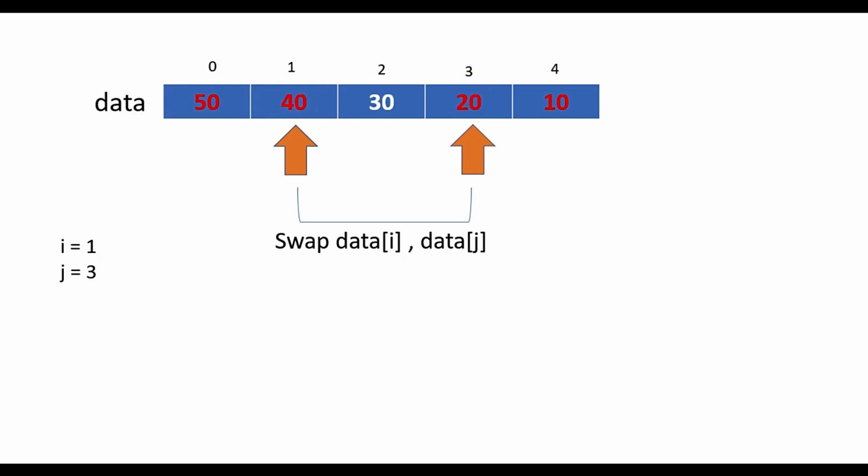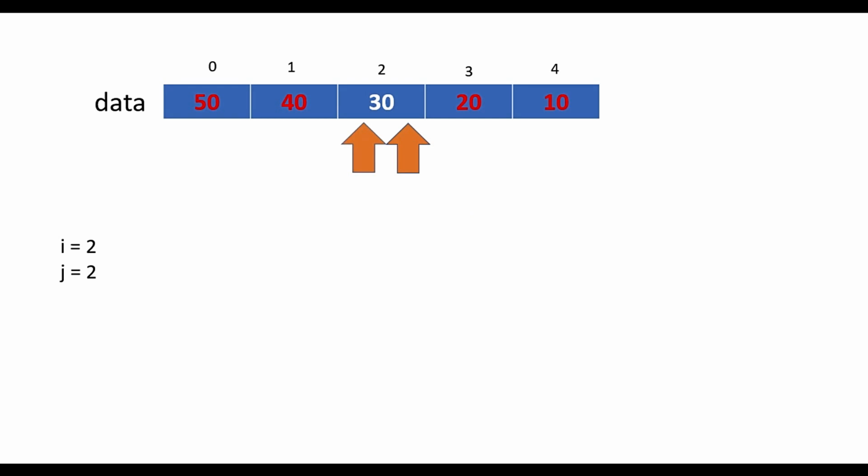After swapping, again i will be incremented and j will be decremented. So you can see the value of i is 2 and the value of j is 2. Hence we can stop at this point and announce that the array is reversed.